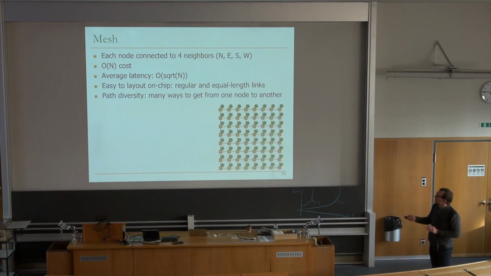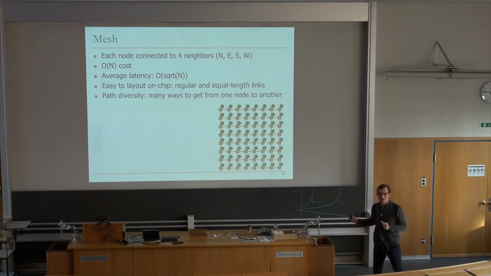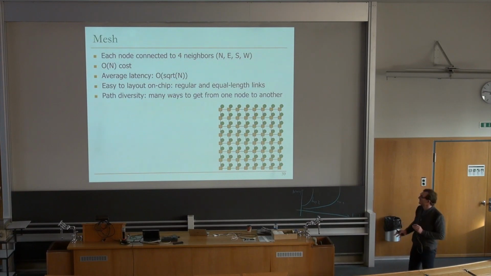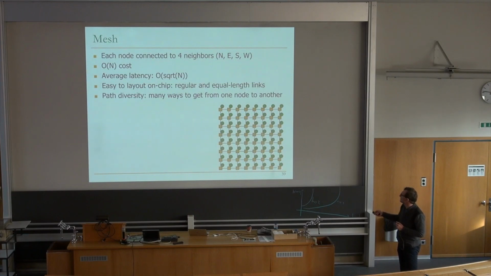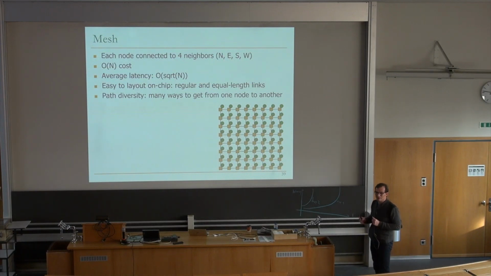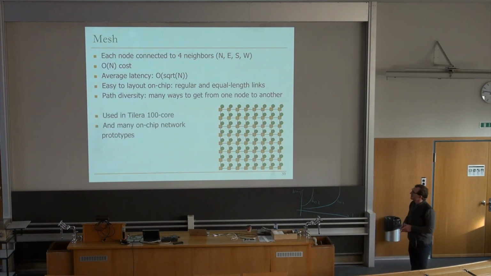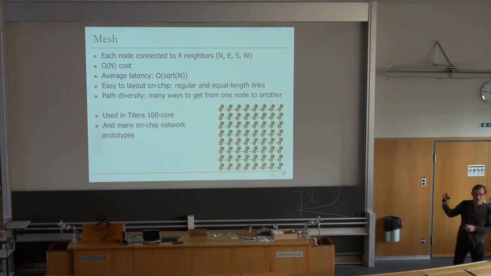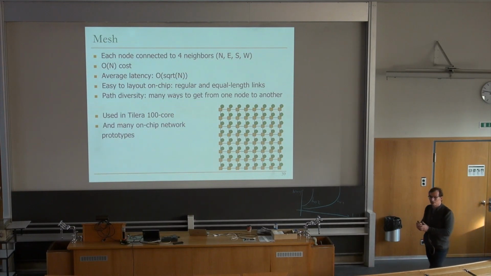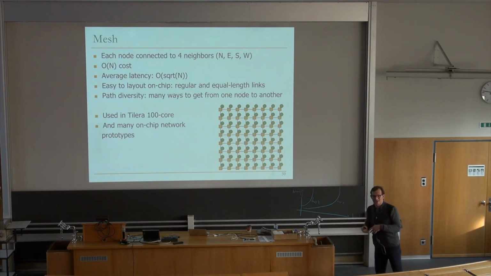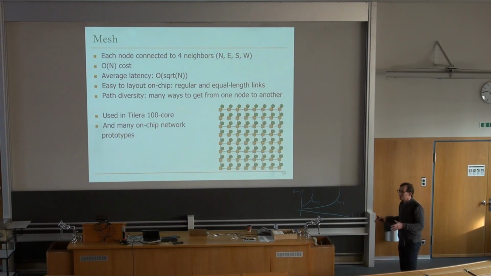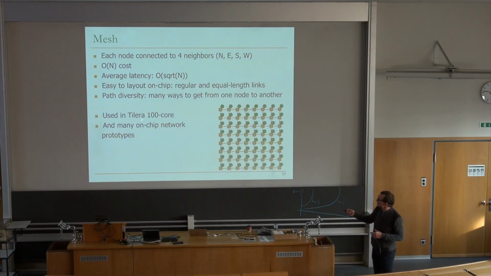And as I said, there are many ways to get from one node to another. You have this huge path diversity now that you've enabled because your routers are more complex. So the downside is your routers are complex. But now you can go from this node to this node in many ways, right? You could actually enumerate the number of ways if you're interested. But there are many ways to get from a source node to a destination node. Because of its regularity and simplicity, it's also used in many on-chip network prototypes. Not necessarily at least early real designs, but it's used in some real designs.